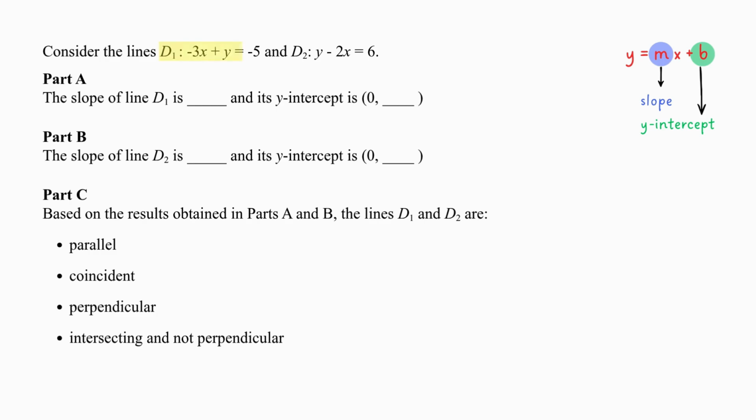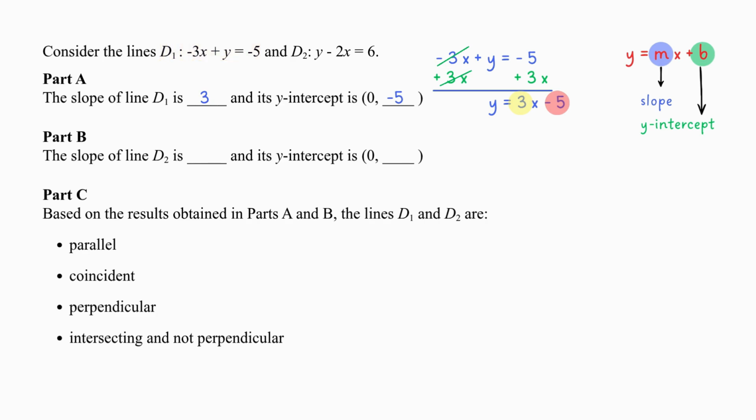Part A. Line D1. Start with the equation for line D1. -3x plus y equals -5. Get y by itself. Add 3x to both sides. The new equation is y equals 3x minus 5. The slope is the number next to x. The slope of line D1 is 3. The y-intercept is the number by itself at the end. The y-intercept is (0, -5).